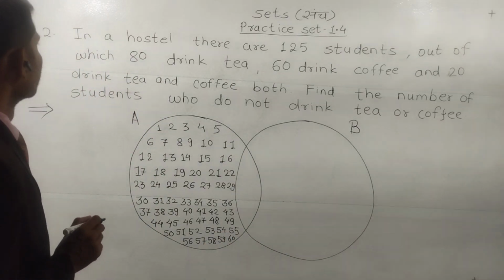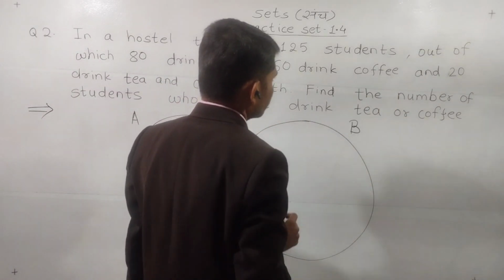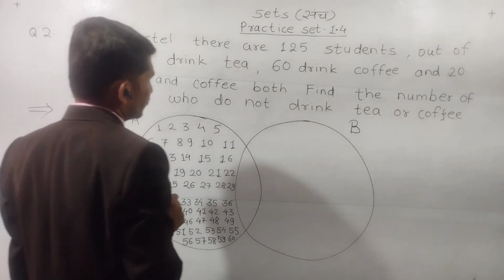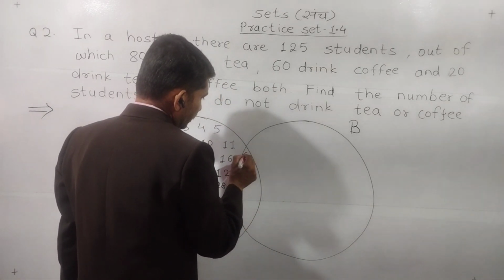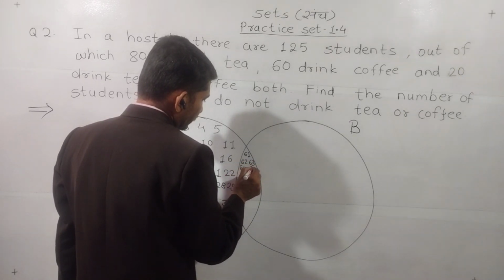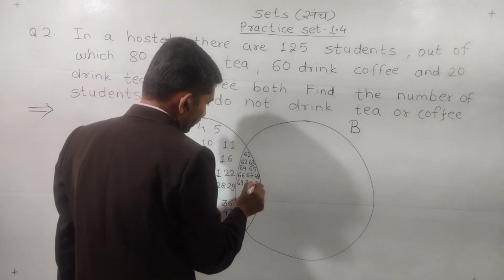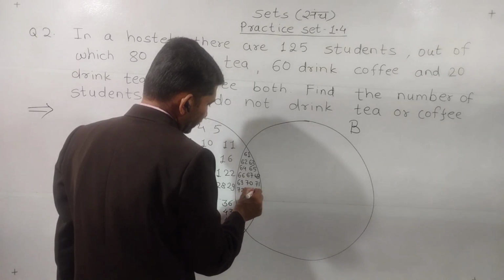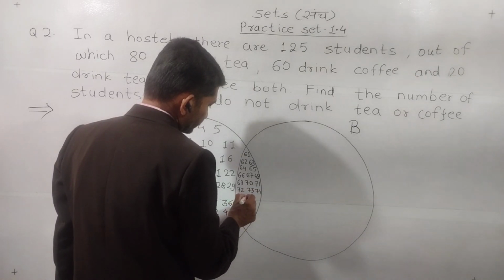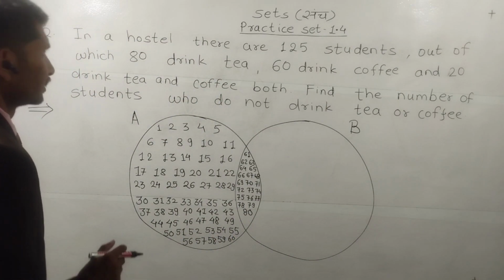The 60 students who drink only tea. Now the intersection means the students who are drinking tea as well as coffee, we will write here, after 60: 61 up to 80. Now see, the statement is given here.